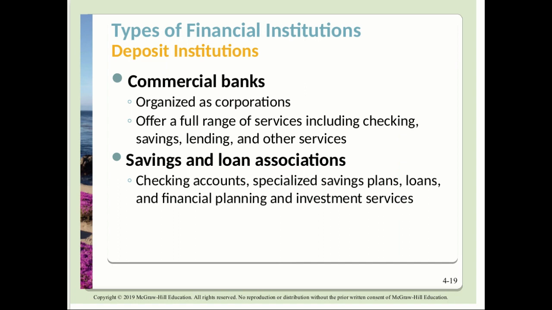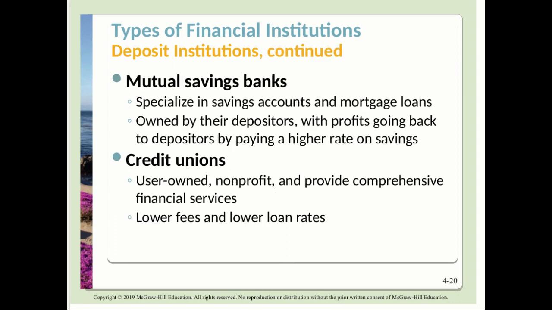Now there's different types of institutions. First of all are deposit institutions. So commercial banks and savings and loans. Commercial banks have a tendency to have a wide range of services that they offer. And they are owned by stockholders. Now the same thing with savings and loans. They tend to be owned by stockholders, all right? And they might offer specialized savings loans and plans and things like that.